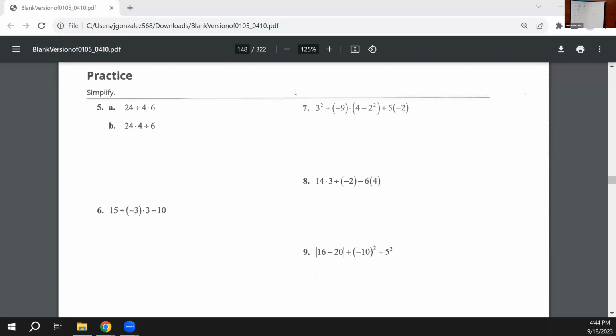Right, so I have a 3 and 6. I'm just going to do 24 divided by 4. You're right. All right, 6. So 5A. What did you do first? I divided 24 by 4, and then I got 6, and then I did 6 times 6, and that equals 36. So my final answer was 36.